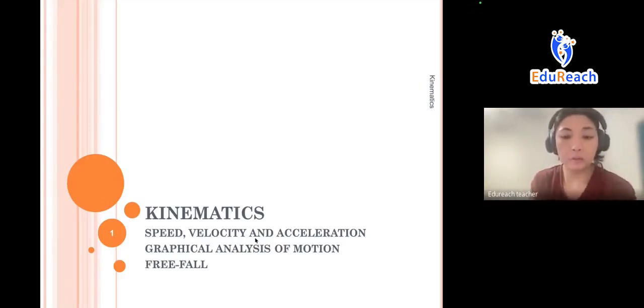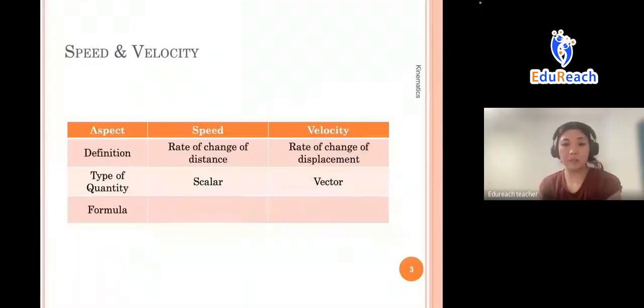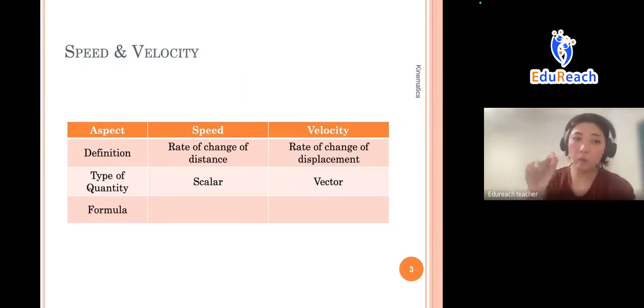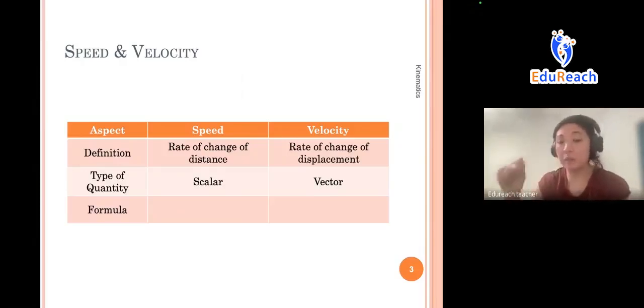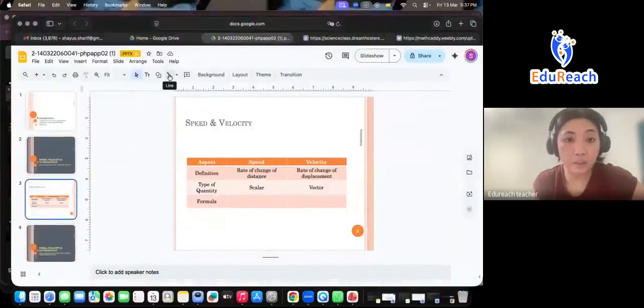So firstly, what is meant by speed and velocity? Speed is the rate of change of distance, and it is a scalar quantity, whereas velocity is the rate of change of displacement, and it is a vector quantity. So before I move on, distance versus displacement, there is a slight difference. You just imagine that there is an ant walking a very curved path. The total length of that curved path is the distance.